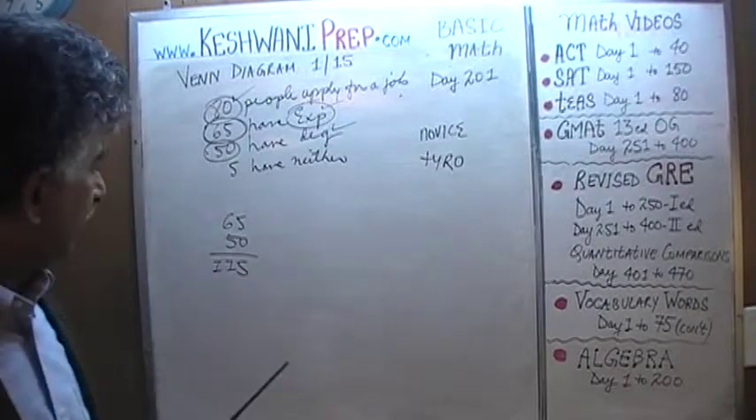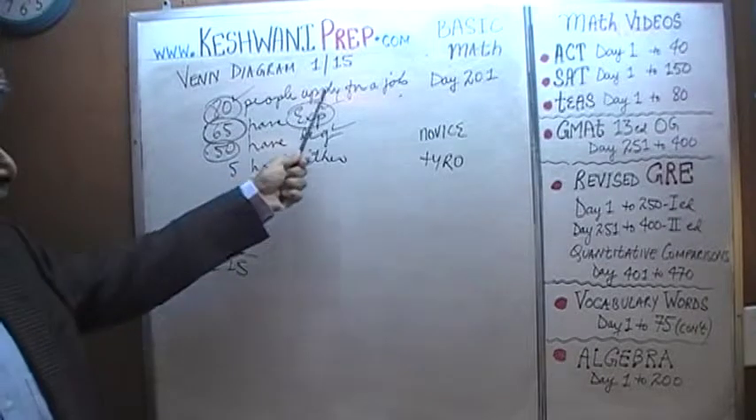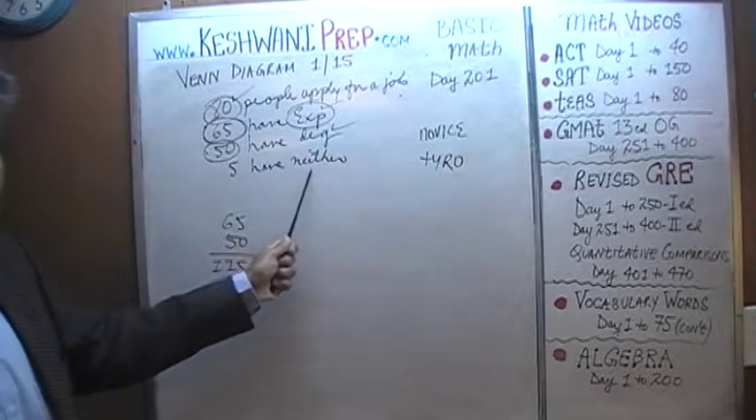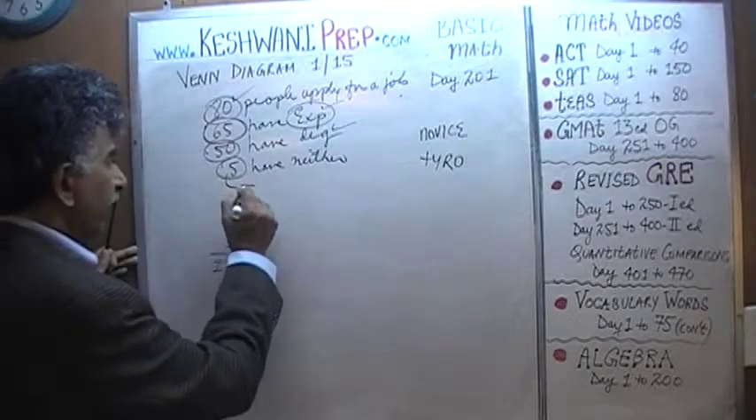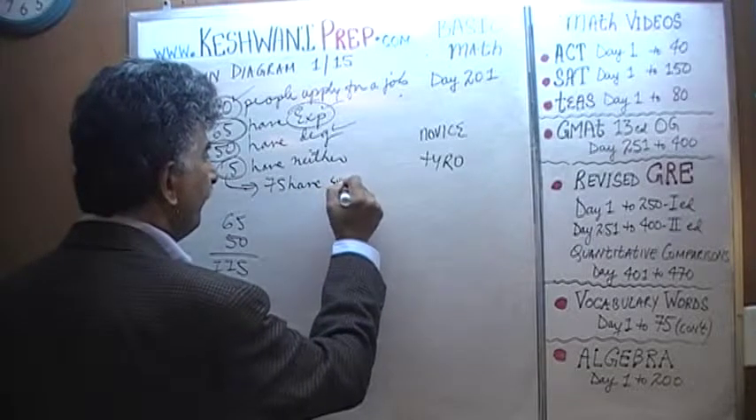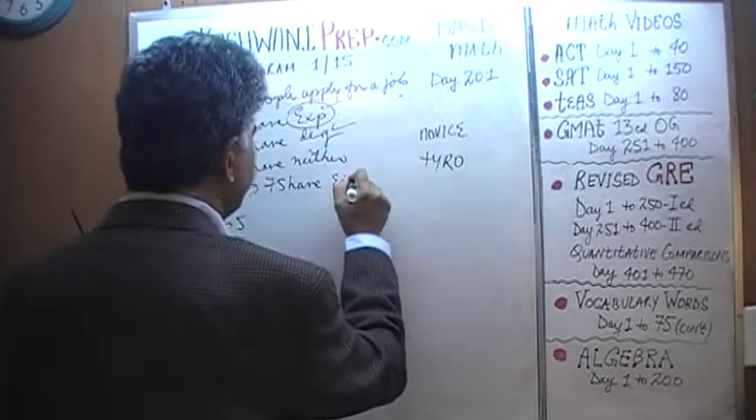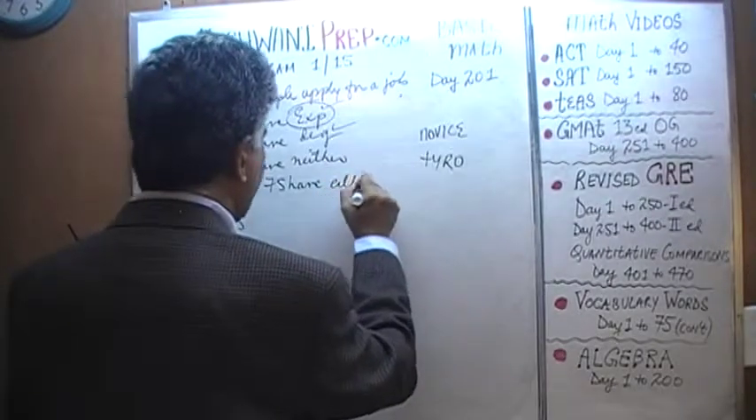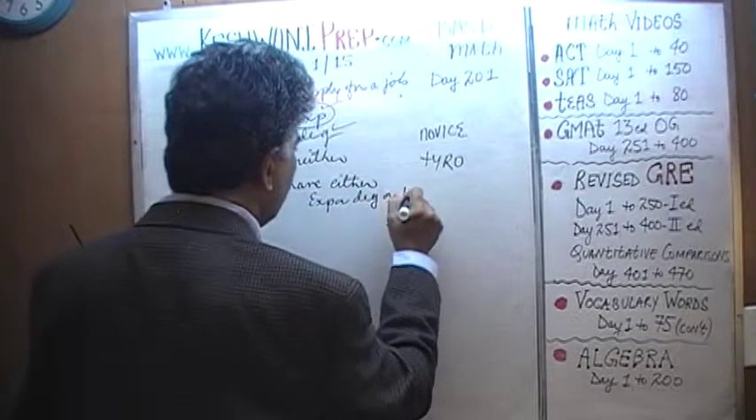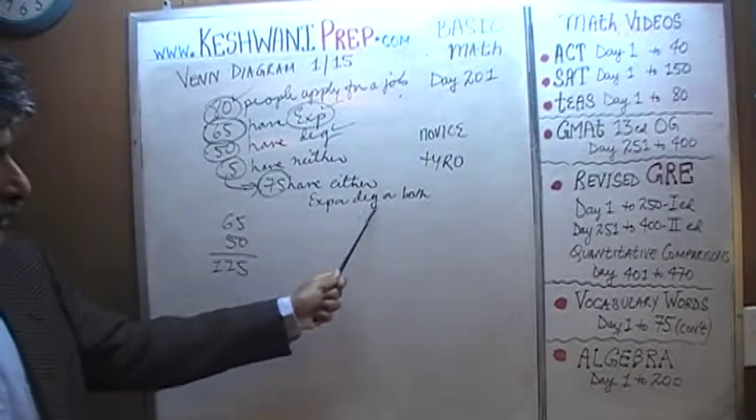It adds up to 115. In reality, we know that it should add up to 75, because out of 80 people who applied for the job, 5 of them have neither the degree nor job experience. If they have neither degree nor job experience, this in turn implies that 75 of them have either experience or degree or both. 75 of the people have either some sort of experience, or a college degree, or both.